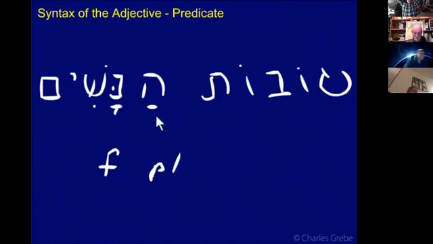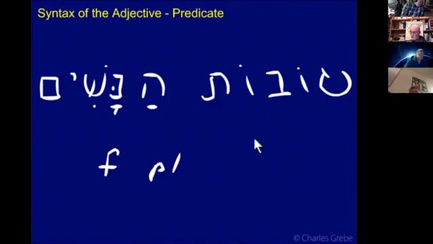And definite status, well, we have Hanashim, so this is definite. And this doesn't have an article, so it's not definite, so it does not agree. Again, that doesn't tell us it's predicate, but it tells us it's not attributive. And Tovot, the adjective precedes the noun, so that would lend credence to it being a predicate. And there's no article on it. So all the conditions are satisfied. So I'd say we have a predicate adjective.